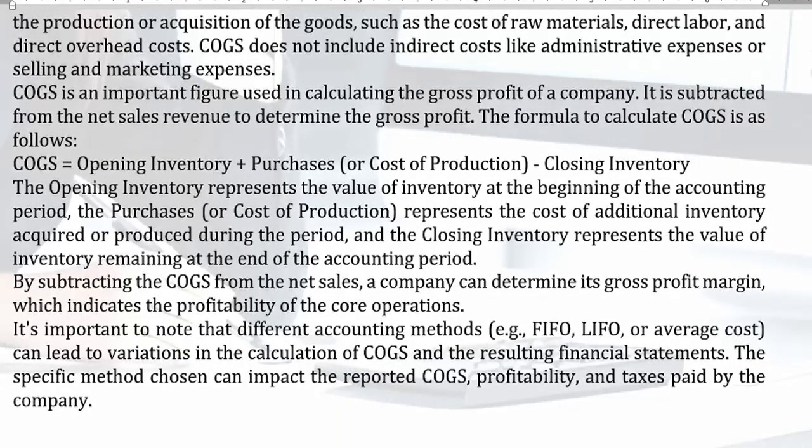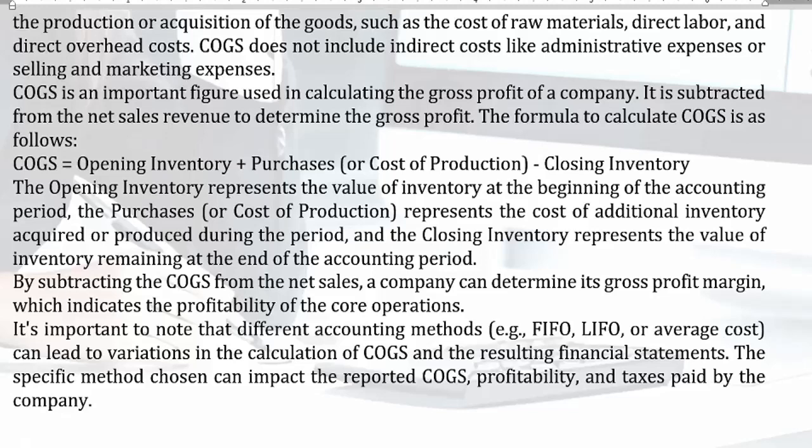The formula to calculate COGS is as follows. COGS equals opening inventory plus purchases, or cost of production, minus closing inventory. The opening inventory represents the value of inventory at the beginning of the accounting period. The purchases, or cost of production, represents the cost of additional inventory acquired or produced during the period, and the closing inventory represents the value of inventory remaining at the end of the accounting period.